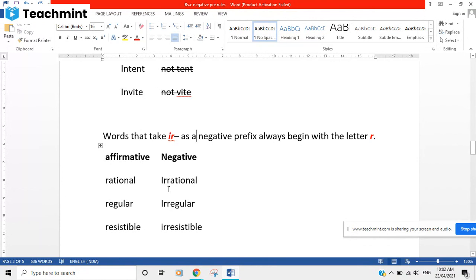Next, usual. Okay, so this word usual can be converted into negative by using un at the beginning of the root word. Usual is the root word or the main word, and in order to make this negative, we will use the negative prefix un at the beginning of that root word.